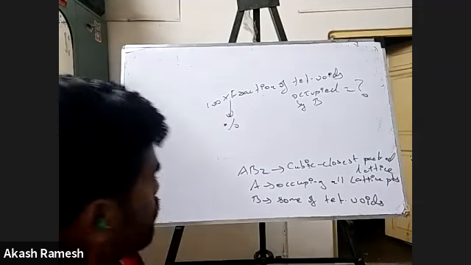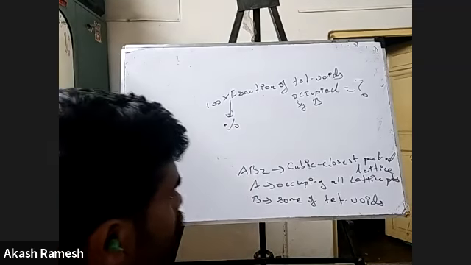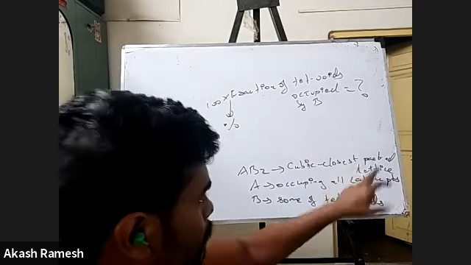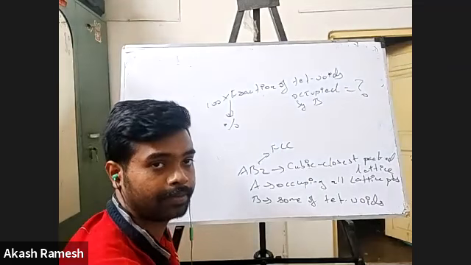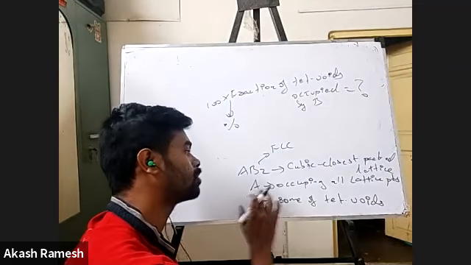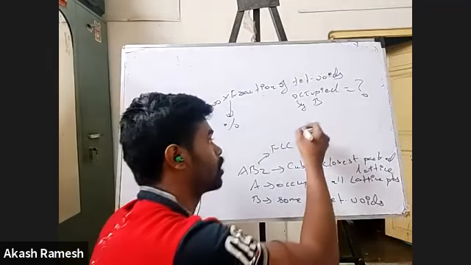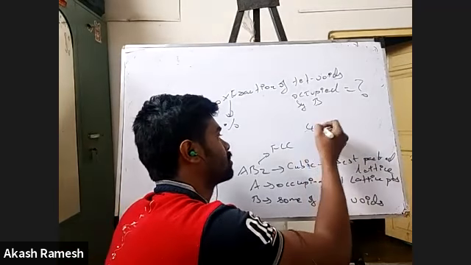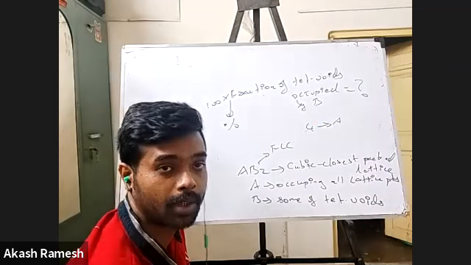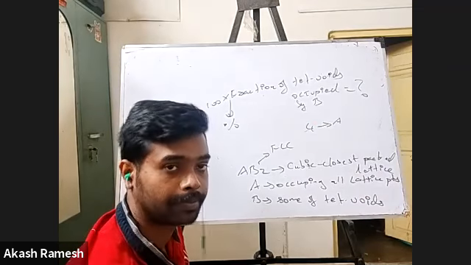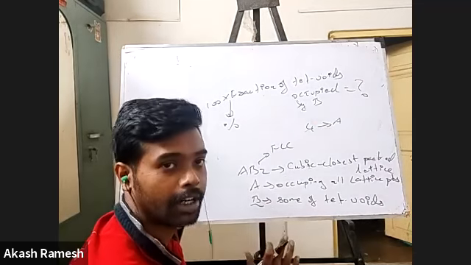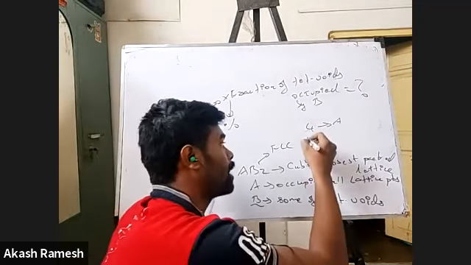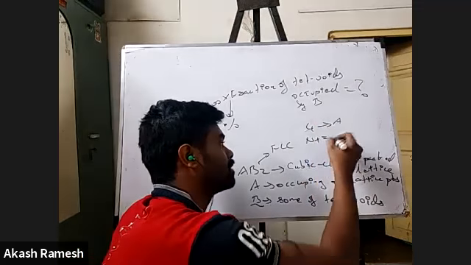25%, sir. 25%. Okay, we'll check. Now again, they have given cubic closed packed lattice, so this again tells you it is going to be FCC. There's no doubt about it. Now they're telling that A is occupying all of the lattice points. So I know there are going to be 4 A's, because the number of atoms per unit cell in an FCC is 4. B is there only in tetrahedral voids, and the number of tetrahedral voids in an FCC is 8.